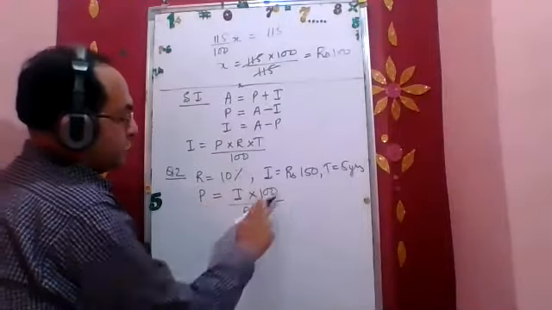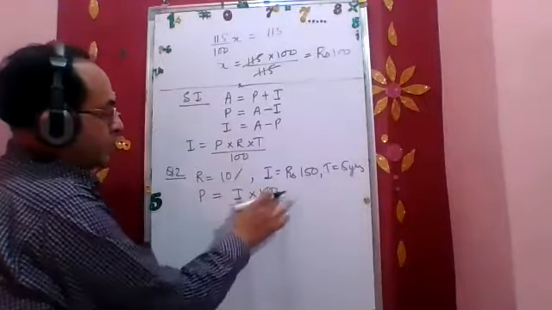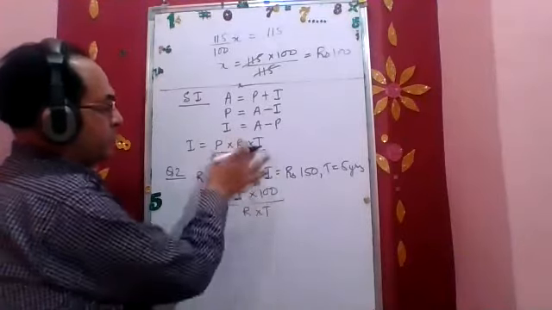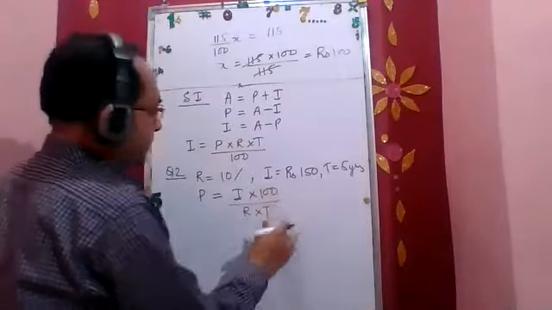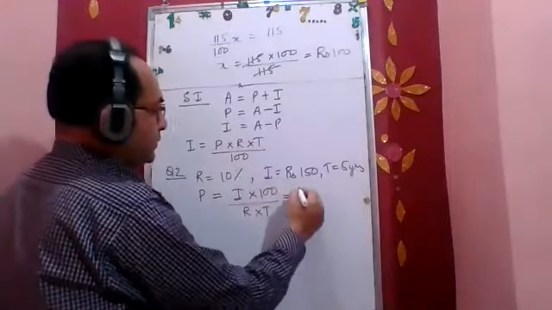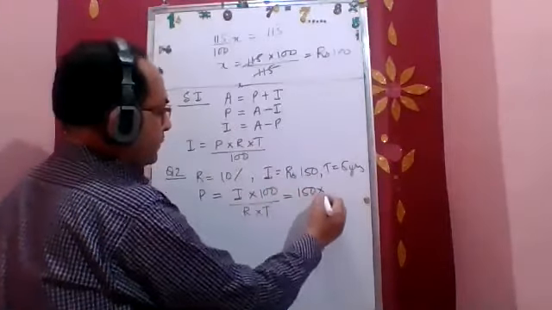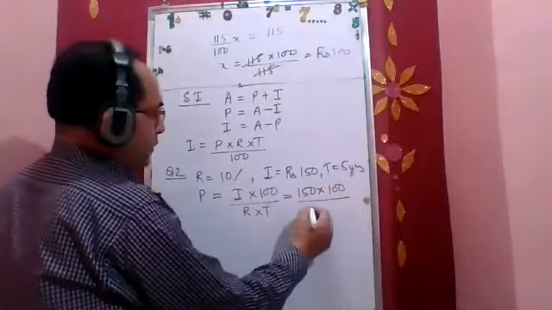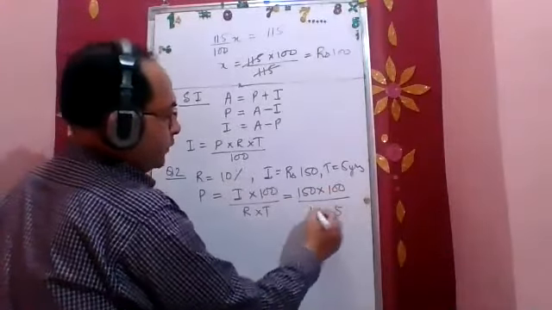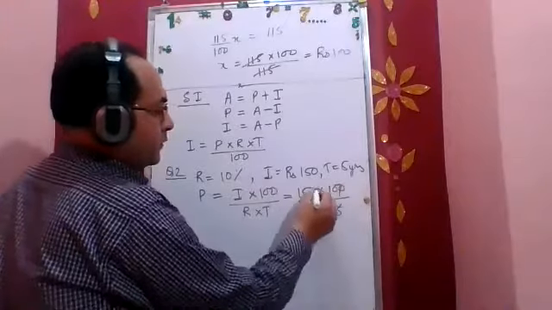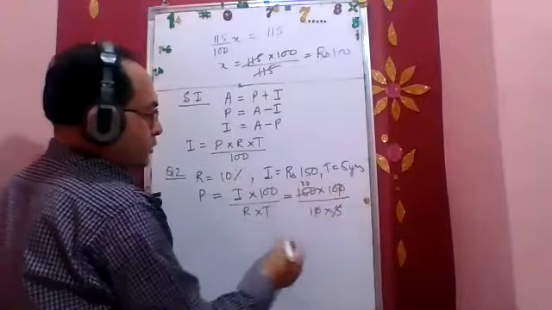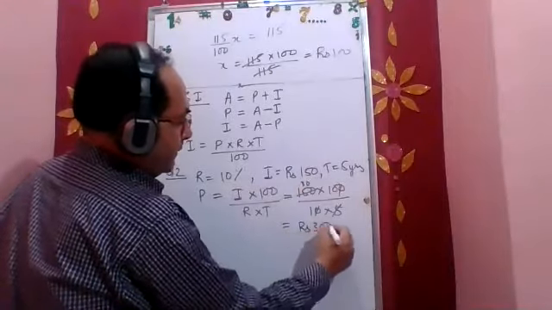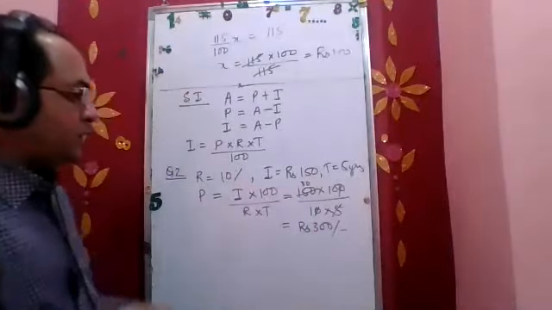principal is equal to interest into 100 upon R into T. This formula we are getting from the earlier one, nothing new. Then substitute the values. Interest is 150 into 100 upon R into T, which is 10 into 5. Cancellation can be done. So the answer comes as 300.